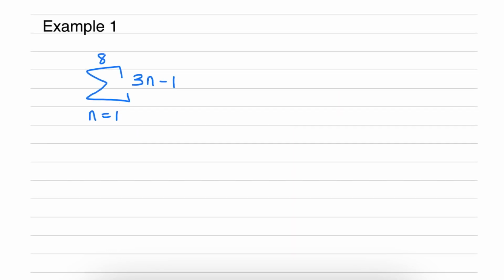For example number 1, we have the sum of the first 8 terms of the pattern 3n minus 1. So notice how I read that. The sigma letter I read as the sum of. The n equal to 1 I read as the term where we'll start adding. And 8 was the term we were going to end at. 3n minus 1 was the formula for the pattern. So let me read it again. The sum of the first 8 terms of the pattern 3n minus 1.